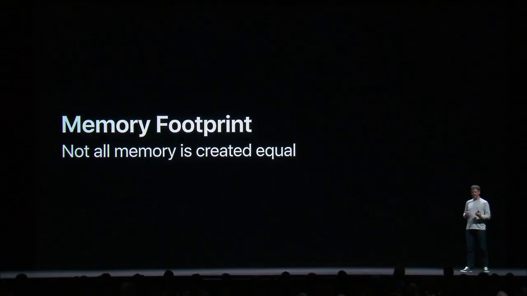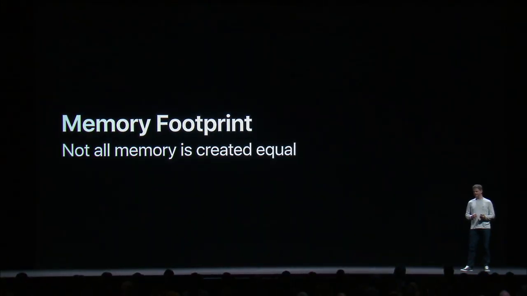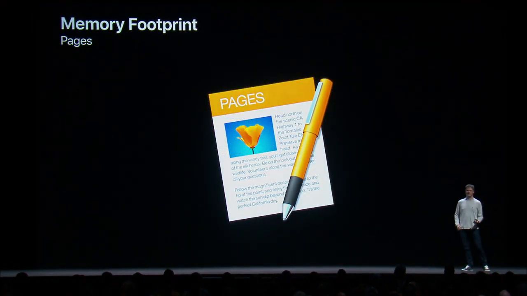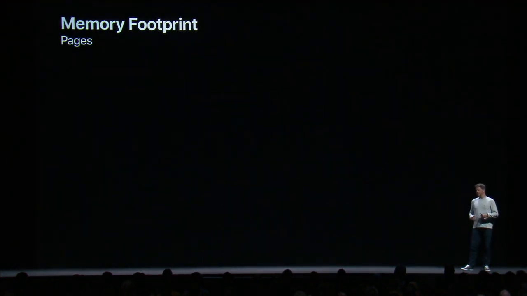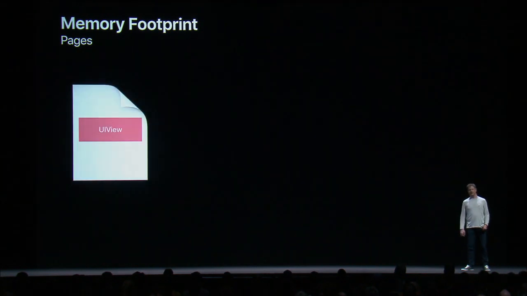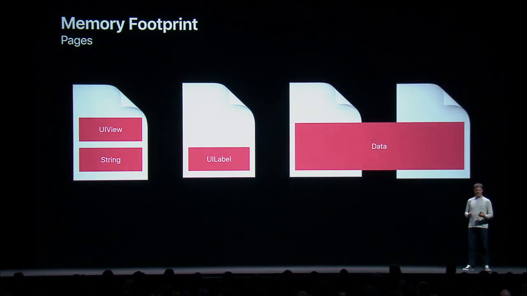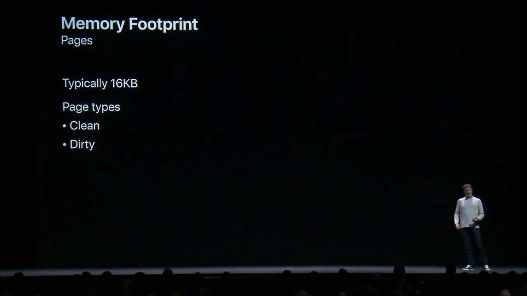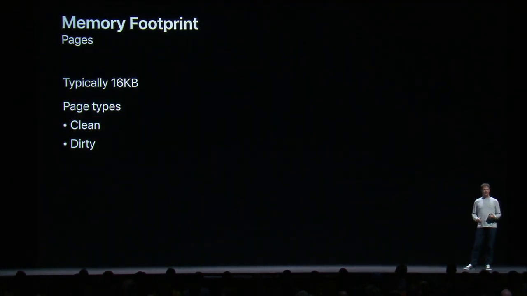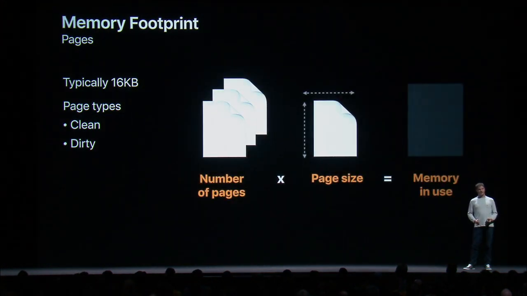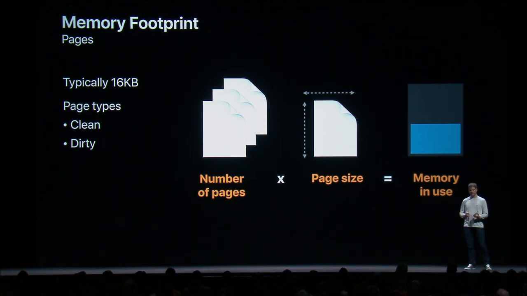Now, we're talking about reducing memory, but really it's the memory footprint. Not all memory is created equal. What do I mean by that? Well, we need to talk about pages, not that type of pages. We're talking about pages of memory. Now, a memory page is given to you by the system, and it can hold multiple objects on the heap, and some objects can actually span multiple pages. They're typically 16K in size, and they can come in clean or dirty. The memory use of your app is actually the number of pages multiplied by the page size.